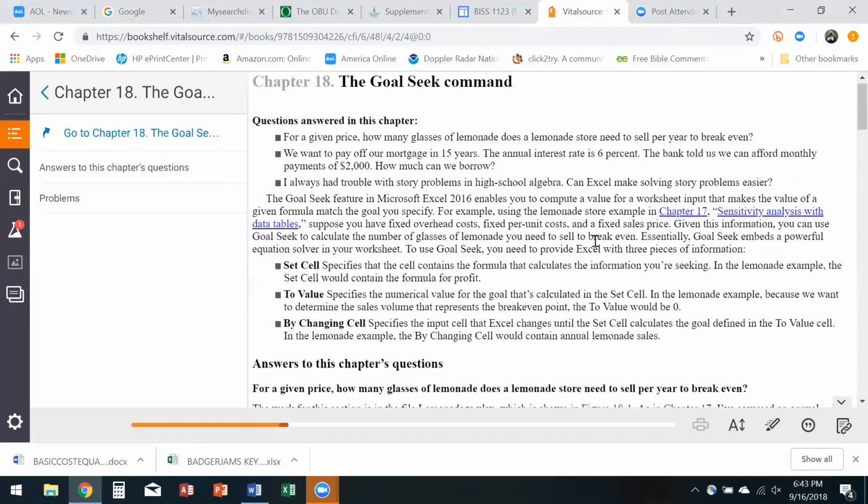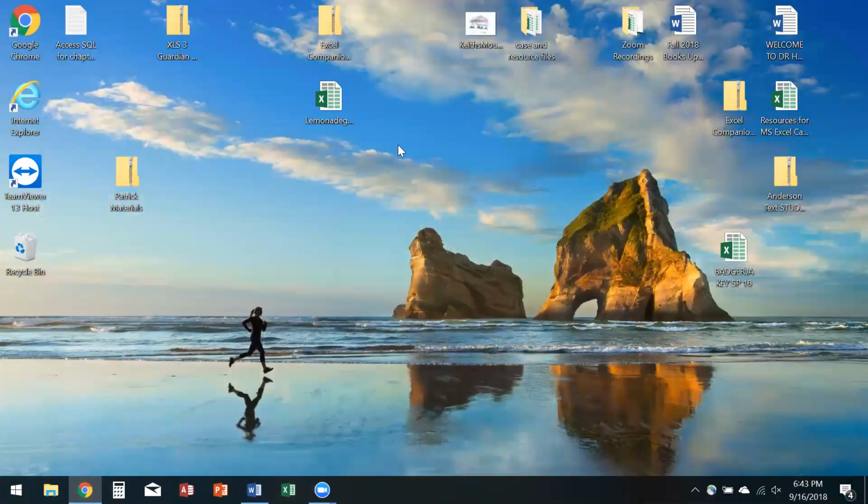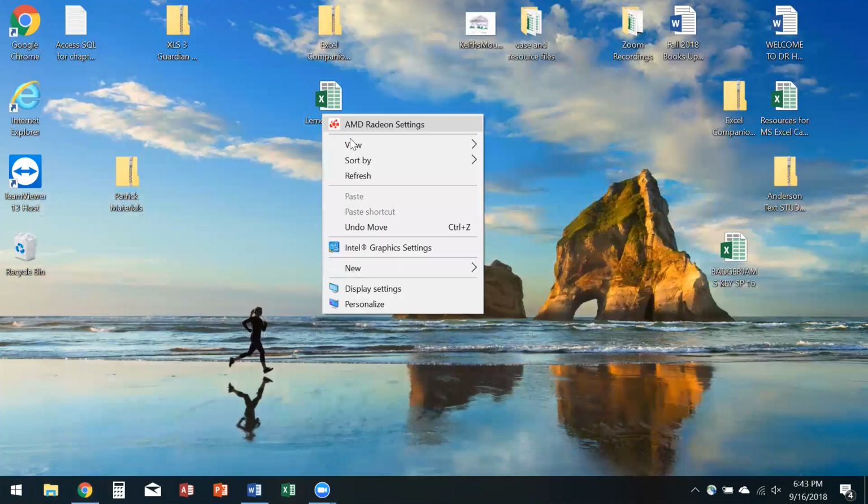And they tell us about using sensitivity analysis and using the goal seek. And so here 18.1 and 18.2 are really kind of the text. For a given price, how many glasses of lemonade does a lemonade store need to sell per year to break even? Okay. Well, let's go ahead. And I had gone in and gotten those files out of the content. Remember the Excel companion. And so I've got this cell out.